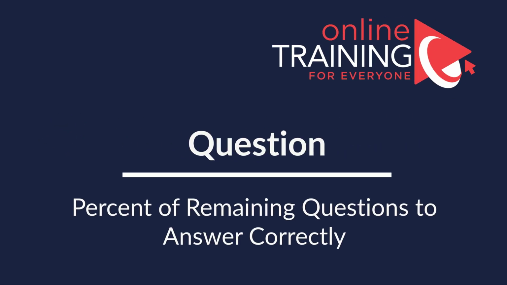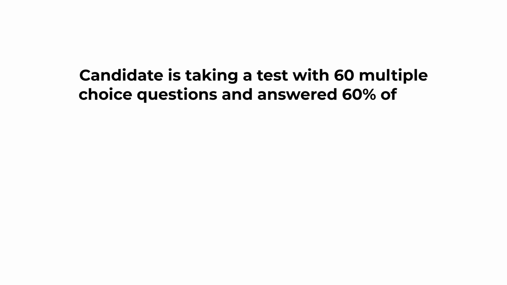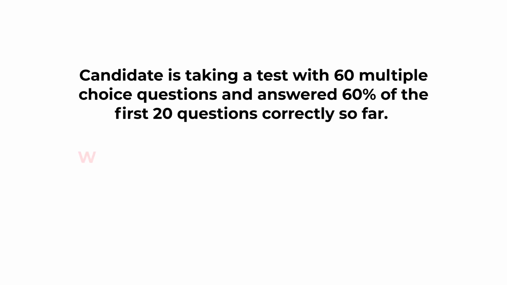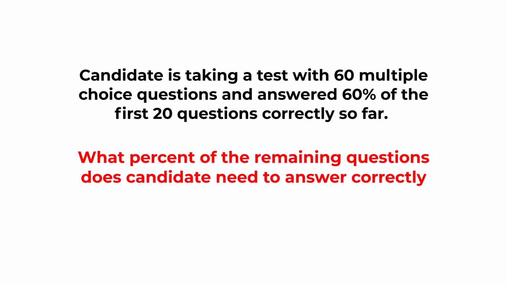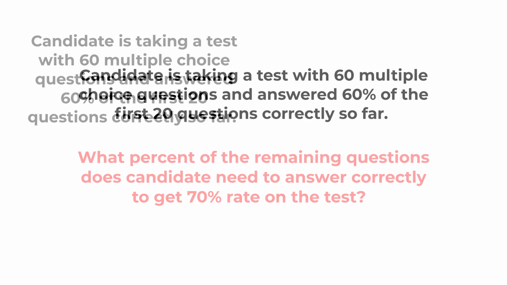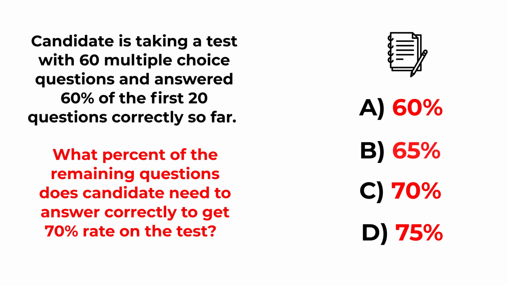Here's one of the frequently used questions to test your understanding of the percentages. Candidate is taking a test, so imagine yourself, with 60 multiple choice questions and answered 60% of the first 20 questions correctly so far. So, what percent of the remaining questions does candidate need to answer correctly to get 70% rate on the test? You're presented with 4 different choices. Choice A, 60%, Choice B, 65%, Choice C, 70%, and Choice D, 75%.